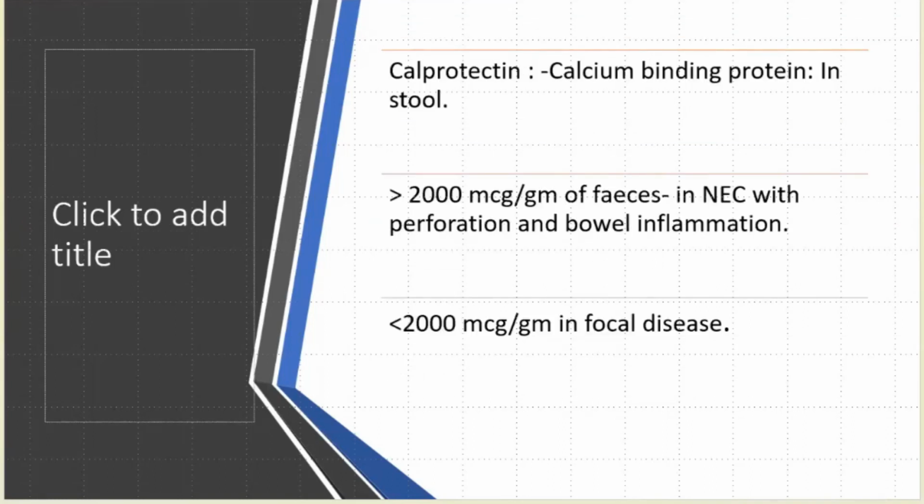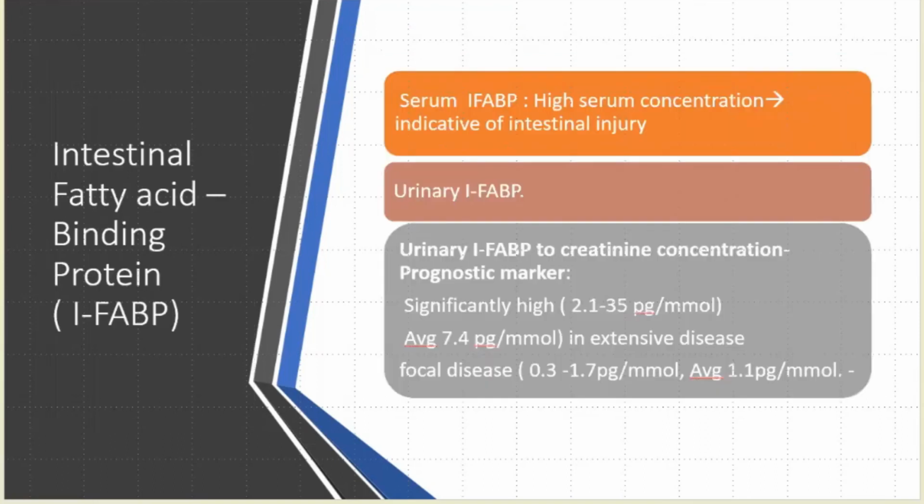Calprotectin, as you know, is a calcium binding protein present in stool, and is a marker of gut inflammation. Next slide, please. As my colleague discussed, intestinal fatty acid binding protein is also a marker of intestinal injury, and it can be positive in the serum. As it is excreted in the urine, urinary IFABP is also positive, and its ratio with creatinine concentration is more of a prognostic marker.